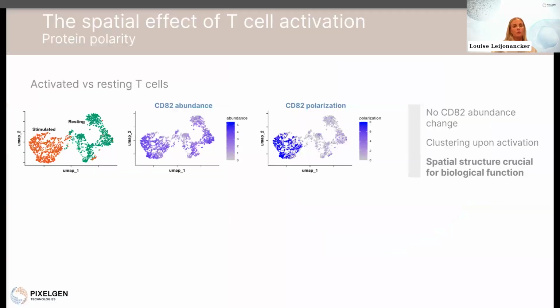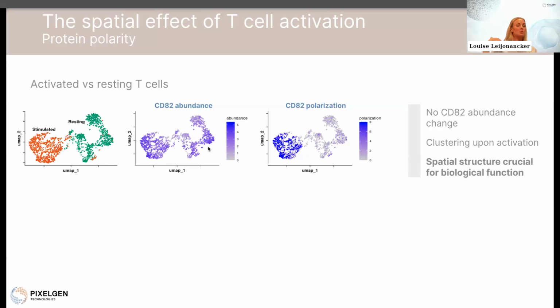But we started to just group them in a UMAP. So we have activated versus resting T cells. And then you see that you have the resting ones here in green to the right, and the stimulated ones in orange brown here to the left. And then we looked at CD82 and its abundance. We can see that there's not much of a difference here. The abundance is roughly the same between the stimulated and the non-stimulated groups.